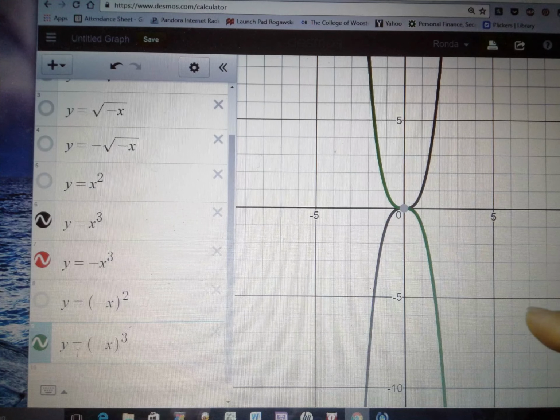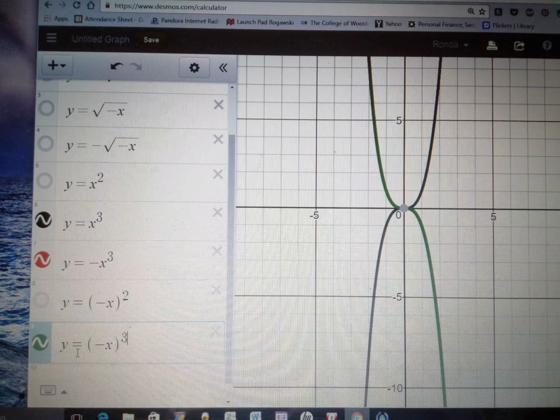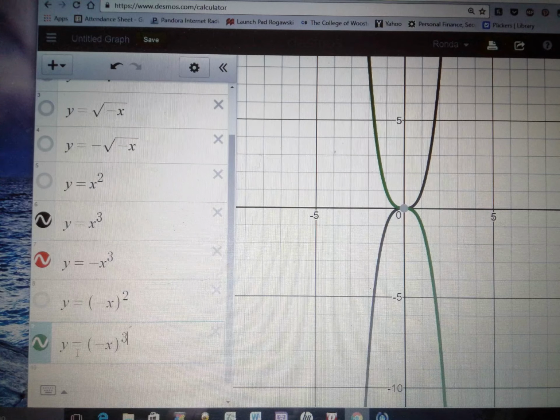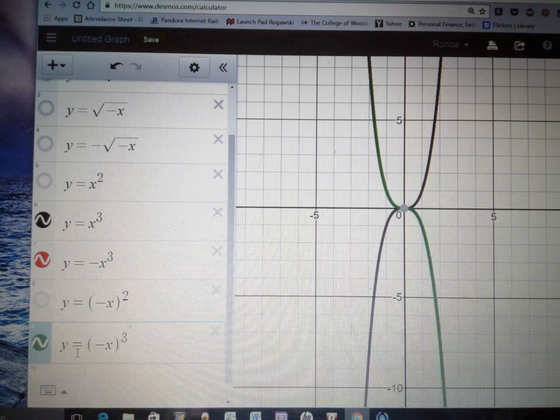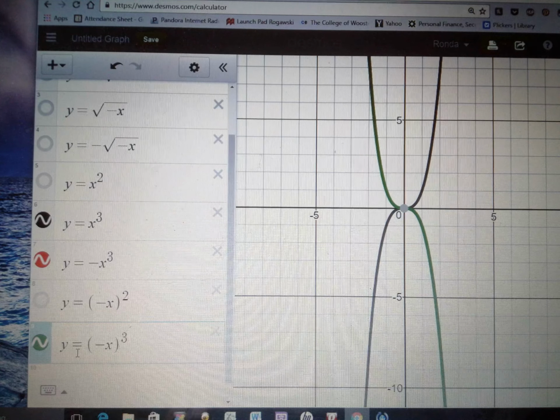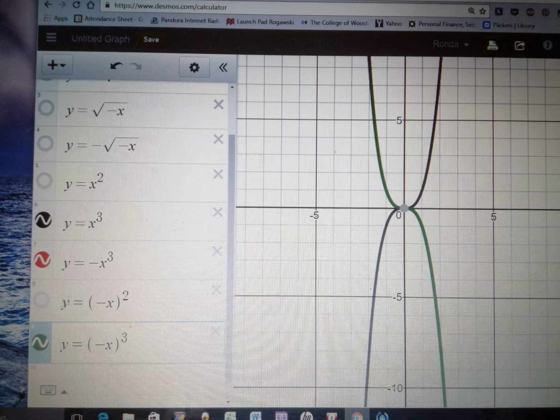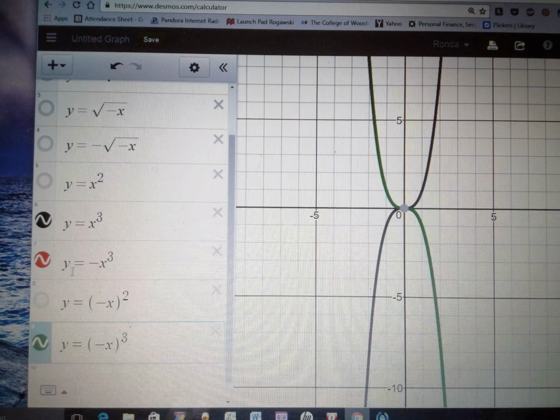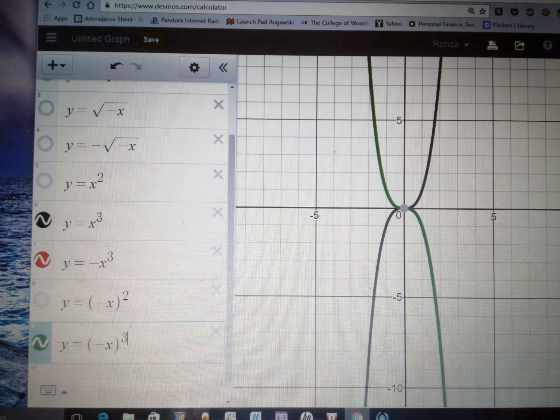And that's because, if I take negative x and cube it, I get negative x times negative x, which is positive x squared. I multiply it by a negative x, and I get negative x cubed. And so algebraically, it's exactly the same thing as this one here, the y equals negative x cubed. Okay, the red line over here.